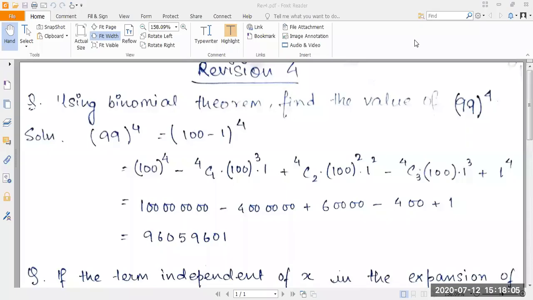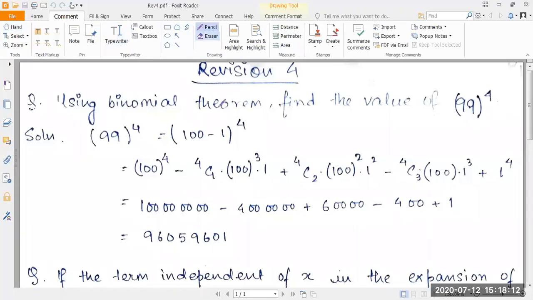So today's session is essentially a revision session on binomial theorem. Now, the first sum that we'll be concentrating on is: using binomial theorem, find the value of 99 whole to the power 4.